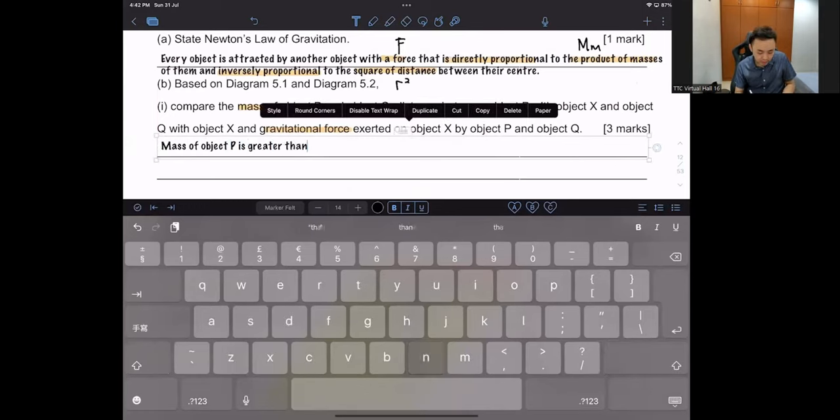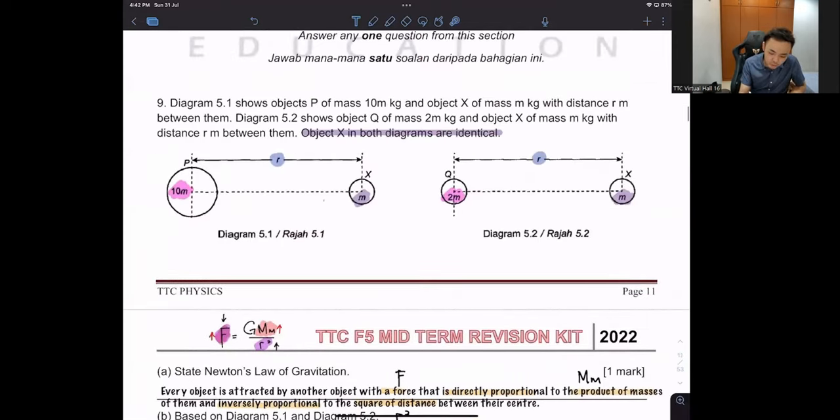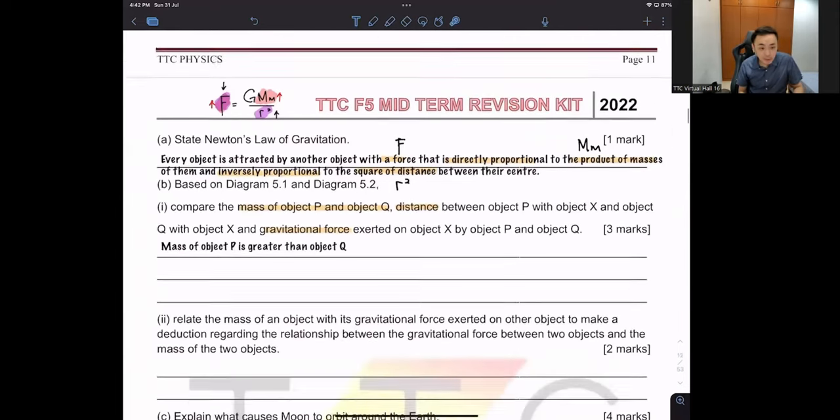Yes, the mass of object P is greater than object Q. Because P is 10 kg and Q is only 2 kg, of course this one is larger, all right? Next one, what do you compare next?